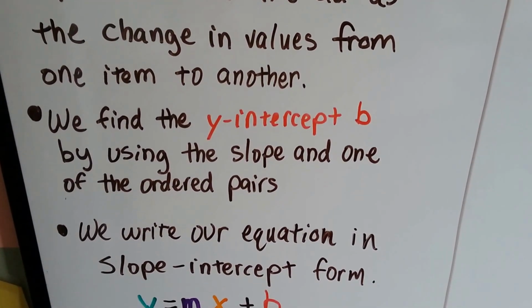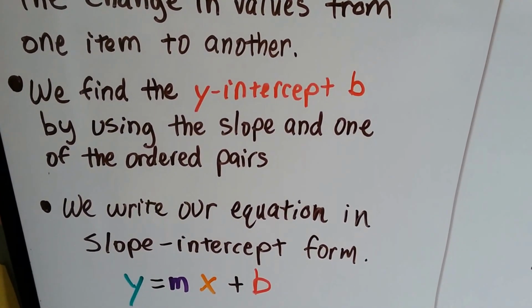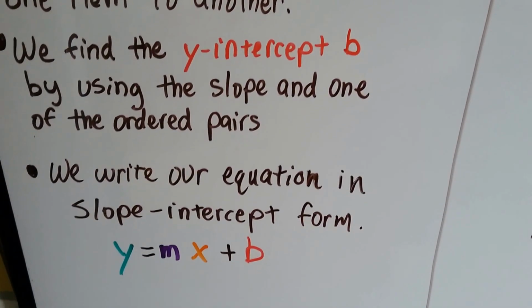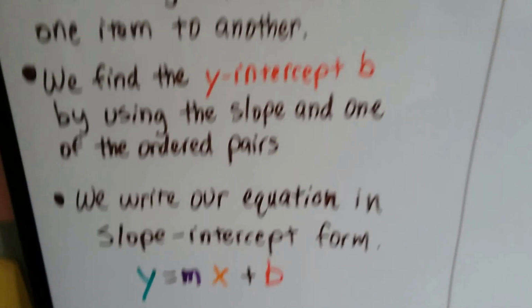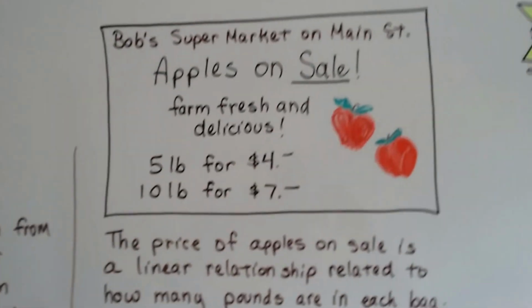We find the y-intercept b by using the slope and one of the ordered pairs, and we write our equation in slope-intercept form, y equals mx plus b. So look at our advertisement here.